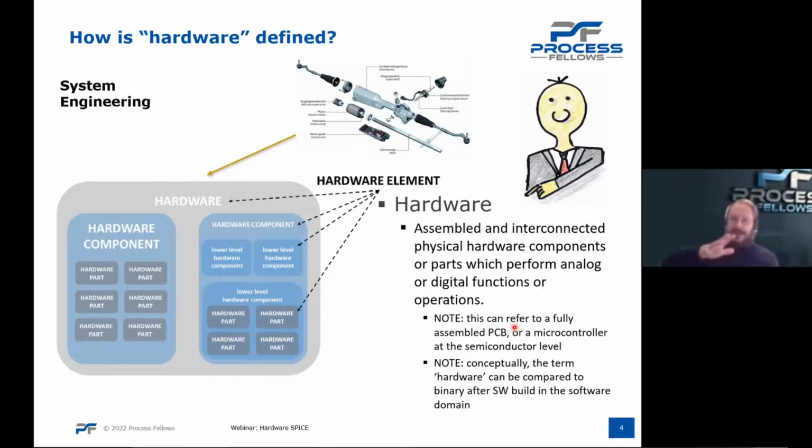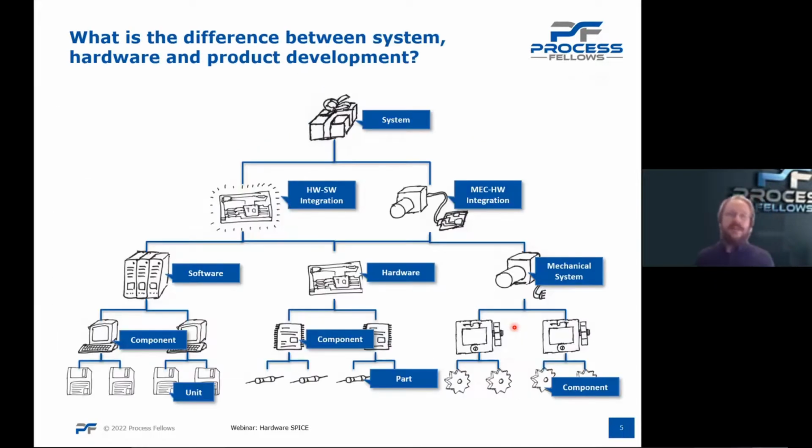So to learn a little bit about the family of SPICE, the models that are available, this is where I can give you a short idea of the difference between what is system, what is hardware, what is product. This is an example of a product that might be developed. On the lowest level, you see the domains here. You see a software domain, a hardware domain, and a mechanical domain here.